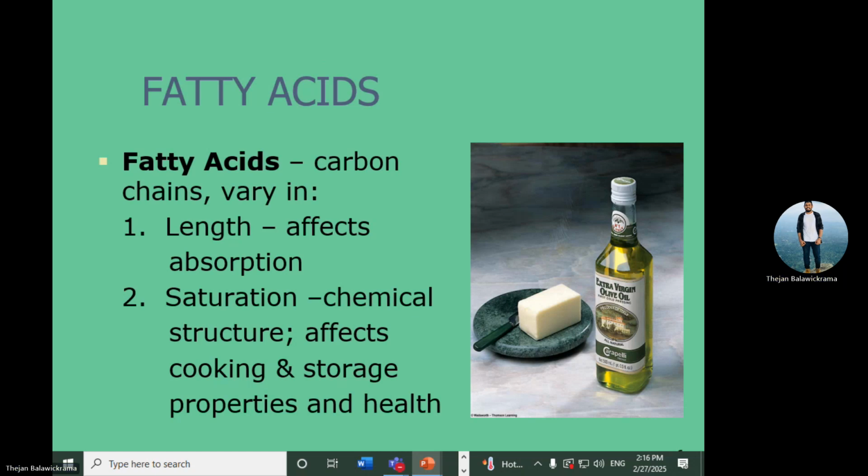That is there. Right. And there's another thing called saturation. I will be talking in detail about that. Depending on that factor, the chemical structure changes, the storage method is going to change, and the properties are going to change. Health-wise, how it is going to affect our health, that also changes. So when it comes to fatty acids, those are the two factors that we consider: the length of the chain and the saturation part. Saturation I will explain in detail.